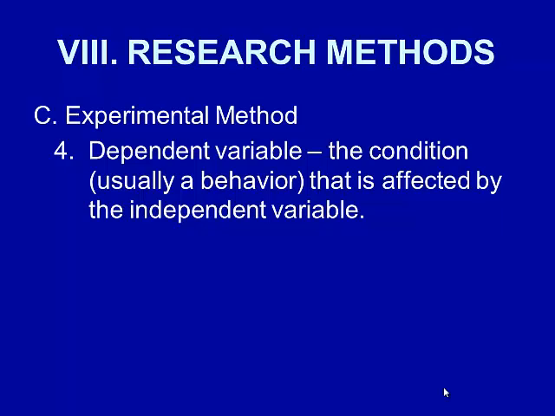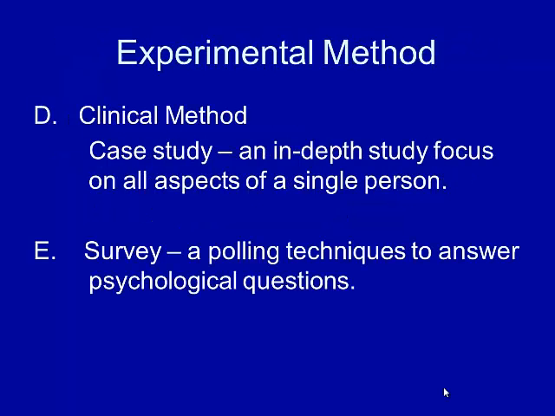Everybody got this? Experimental method? It's the only one that tells us this is the causation, that we can have causation for. Another method is called the clinical method. It's also called the case study. An in-depth study, a focus on all aspects of a single person.